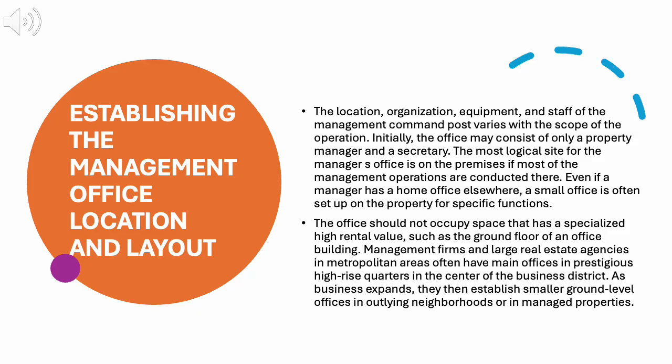The location, organization, equipment, and staff of the management command post varies with the scope of the operation. Initially, the office may consist of only a property manager and a secretary. The most logical site for the manager's office is on the premises if most of the management operations are conducted there. Even if a manager has a home office elsewhere, a small office is often set up on the property for specific functions. The office should not occupy space that has a specialized high rental value, such as the ground floor of an office building.